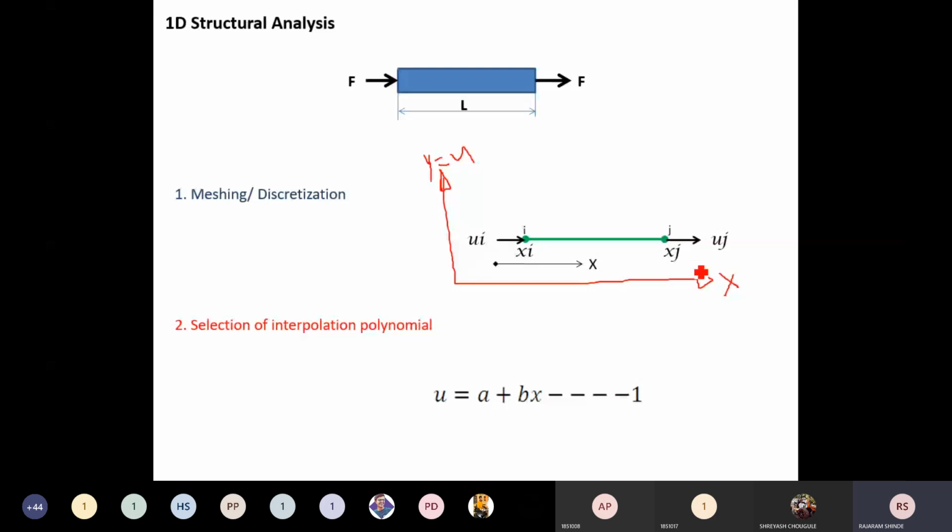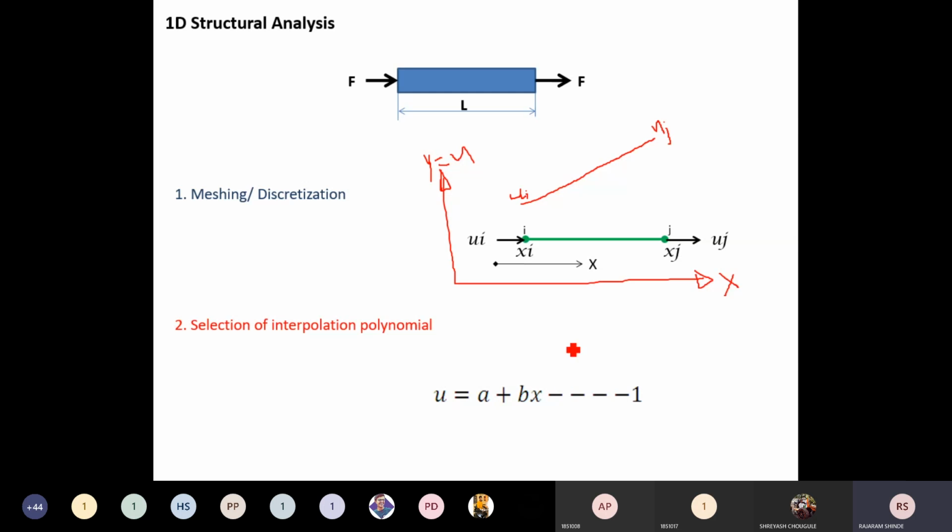It is very simple. That means here u follows the path of this equation. That means u follows this equation while varying in this element or in this domain. That means it is varying like this linearly. Here at this location you have value of u equal to ui, and at this location the value of u is uj, that we are going to calculate.